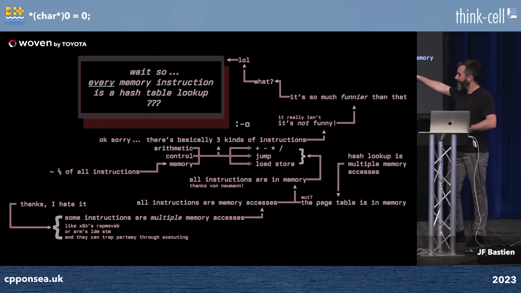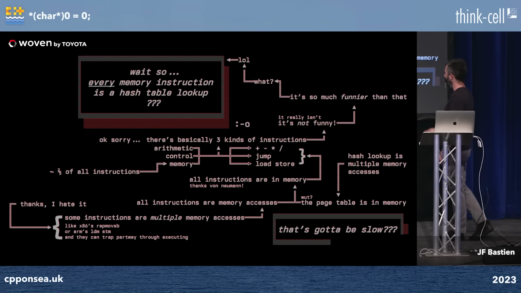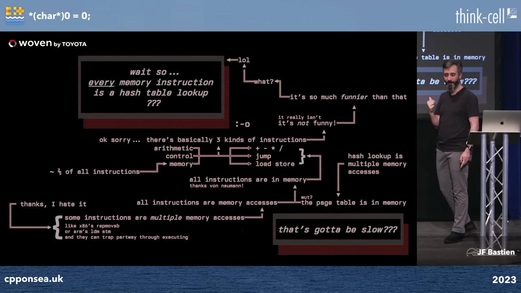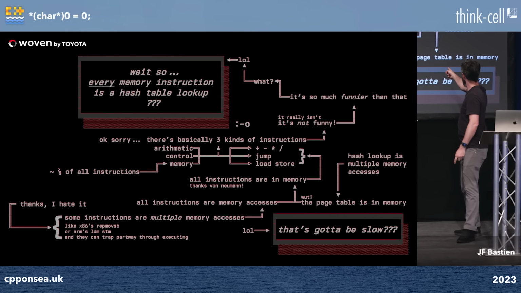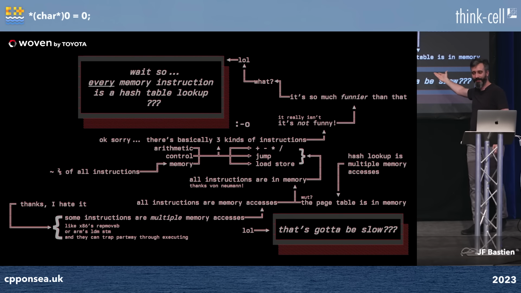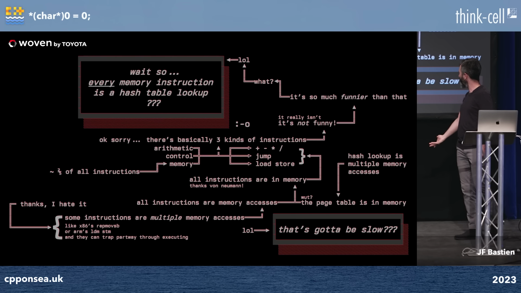Okay, so hash tables, they're everywhere. They're awesome. It's gotta be slow. How does it actually not slow down? It sounds recursive because the page table is in memory and that doesn't work, right? So you can page table while you page table? How does it work?